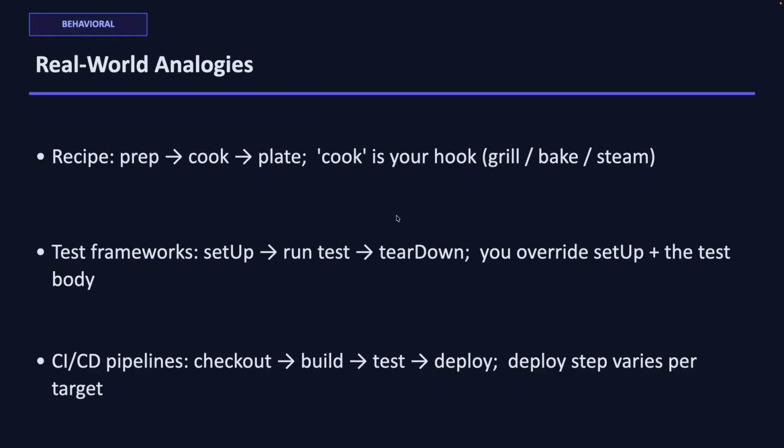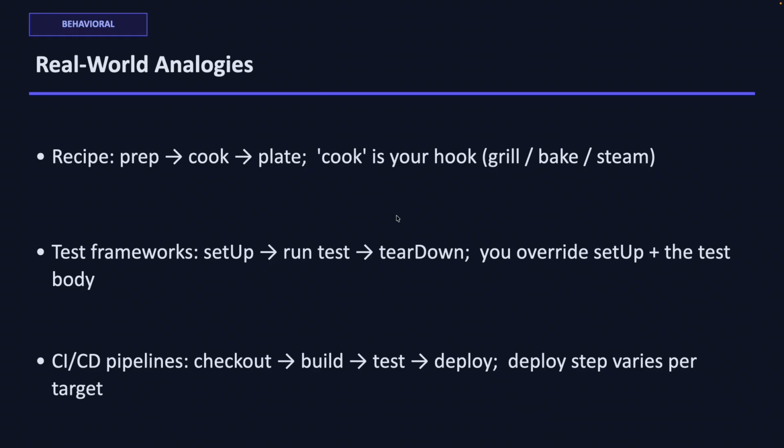The second one is there are several test frameworks like JUnit, Mocha, PyTest. Each test follows the same skeleton. It's going to set up the different fixtures, you run the test body, you tear it down. So the framework owns that skeleton, and all it does is call your code. So you override this method called setup, the test body, and optionally a tear down method. Every time you write a test, you might be going through this template method pattern.